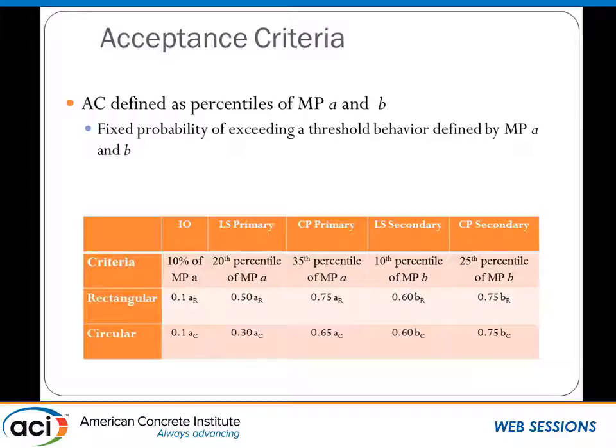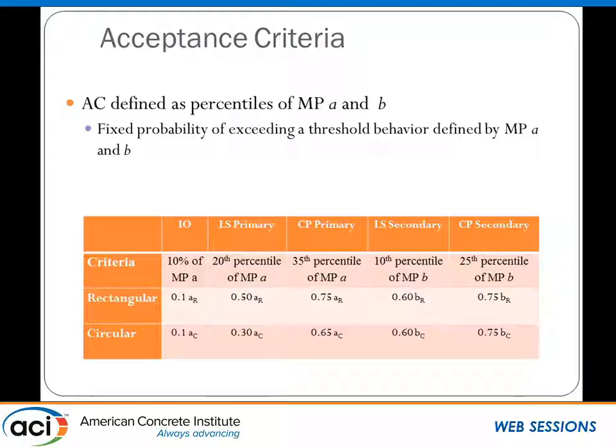Acceptance criteria. So looking at defining acceptance criteria, instead of a percentage of the modeling parameters as I talked about, a percentile. I'm just going to take a quick example here. Life safety for primary element, 20th percentile of modeling parameter A. So if I want to have 80% confidence that I will not exceed A, the point of lateral strength degradation, I need to take 50% of the equation, the rectangular column equation.